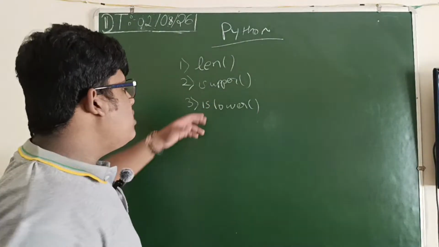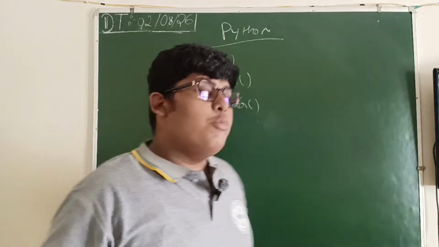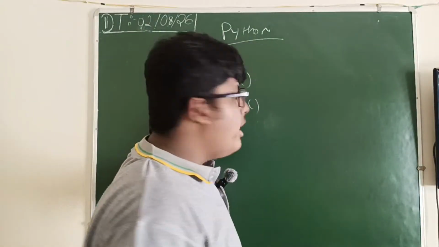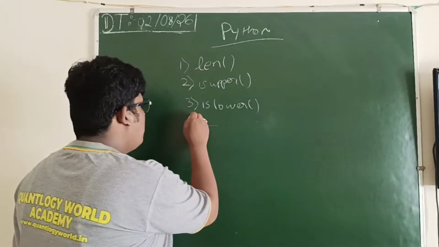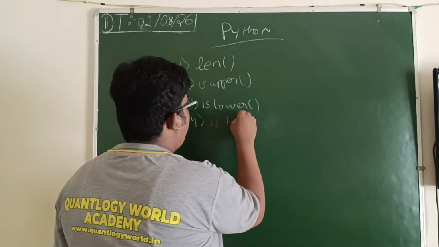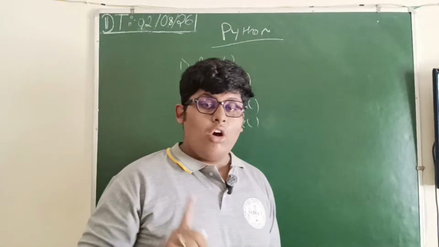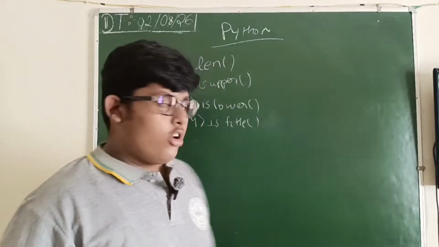Then islower, it is just the opposite of isupper. It will check whether the inputted string is in lowercase. If it is in lowercase, then it will return true, else it will return false. Istitle will check whether the first letter or first character of the string is a capital letter or not.